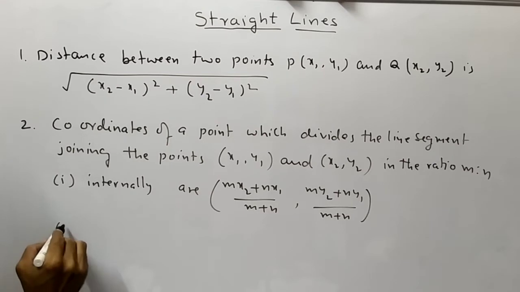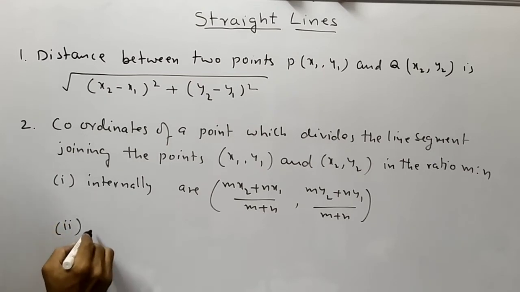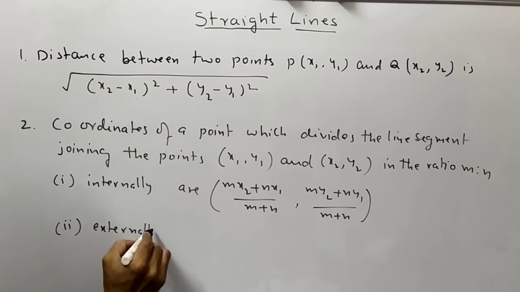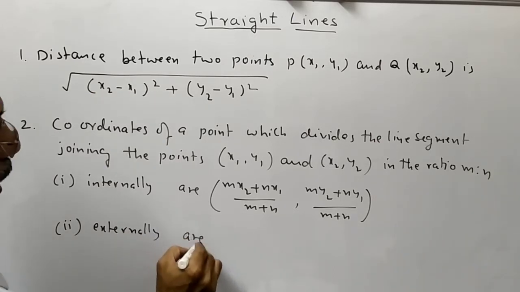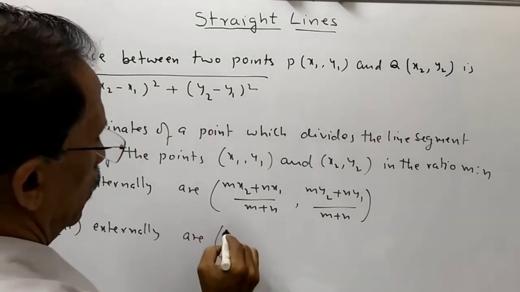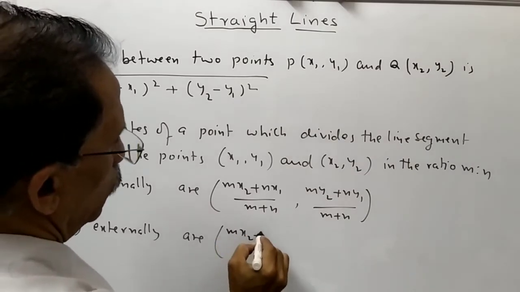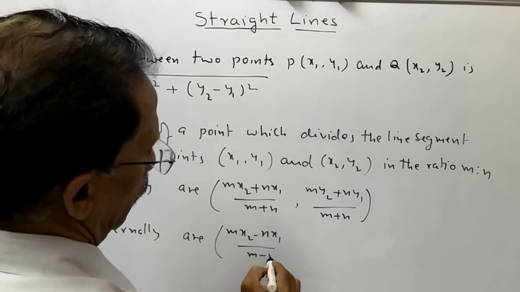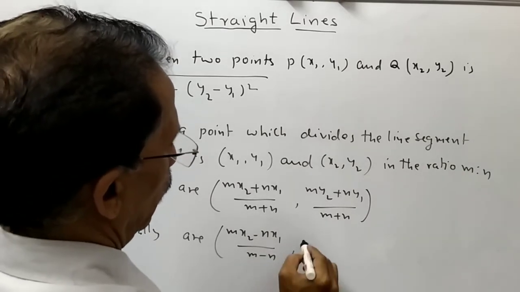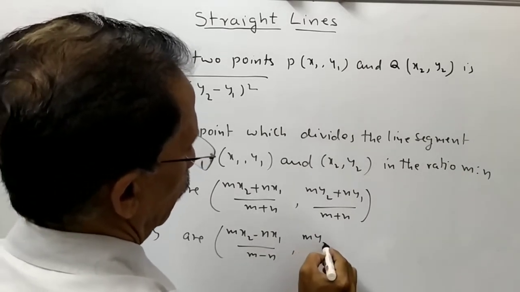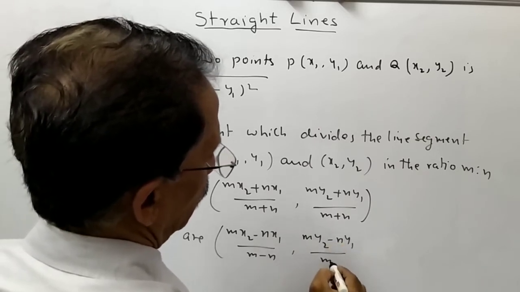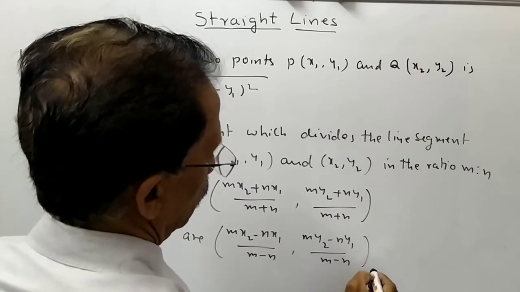Second one, externally are mx2 minus nx1 divided by m minus n, comma, my2 minus ny1 divided by m minus n.